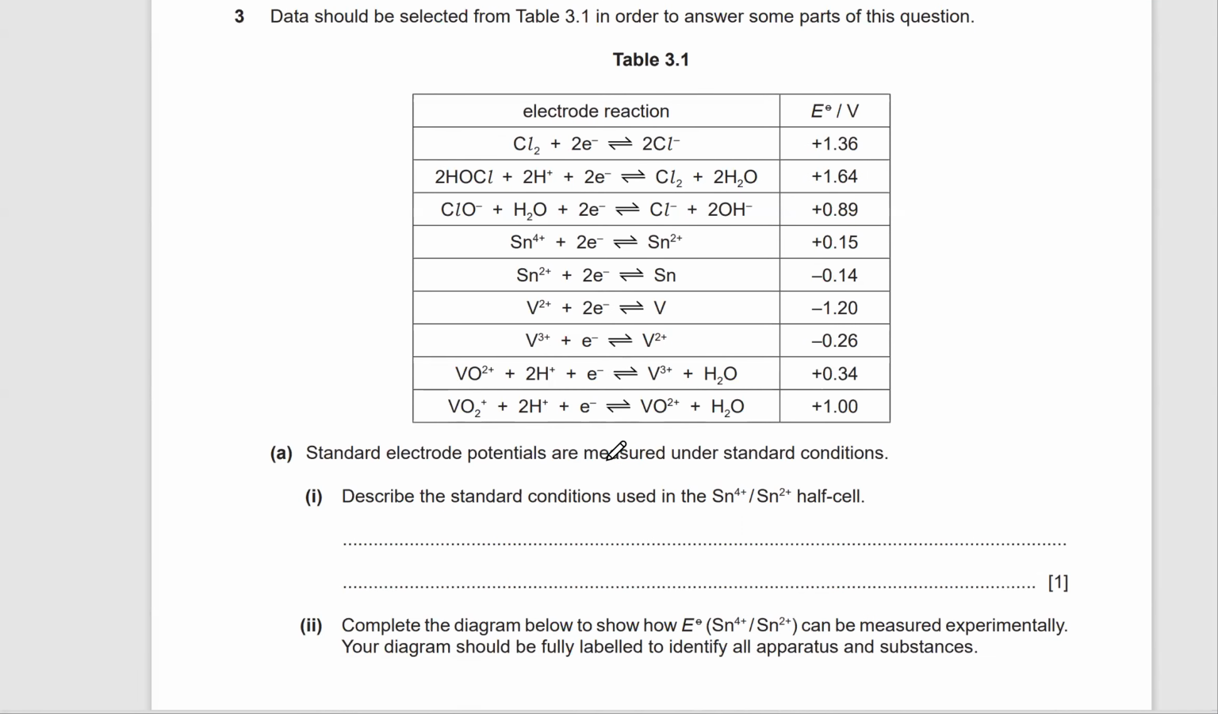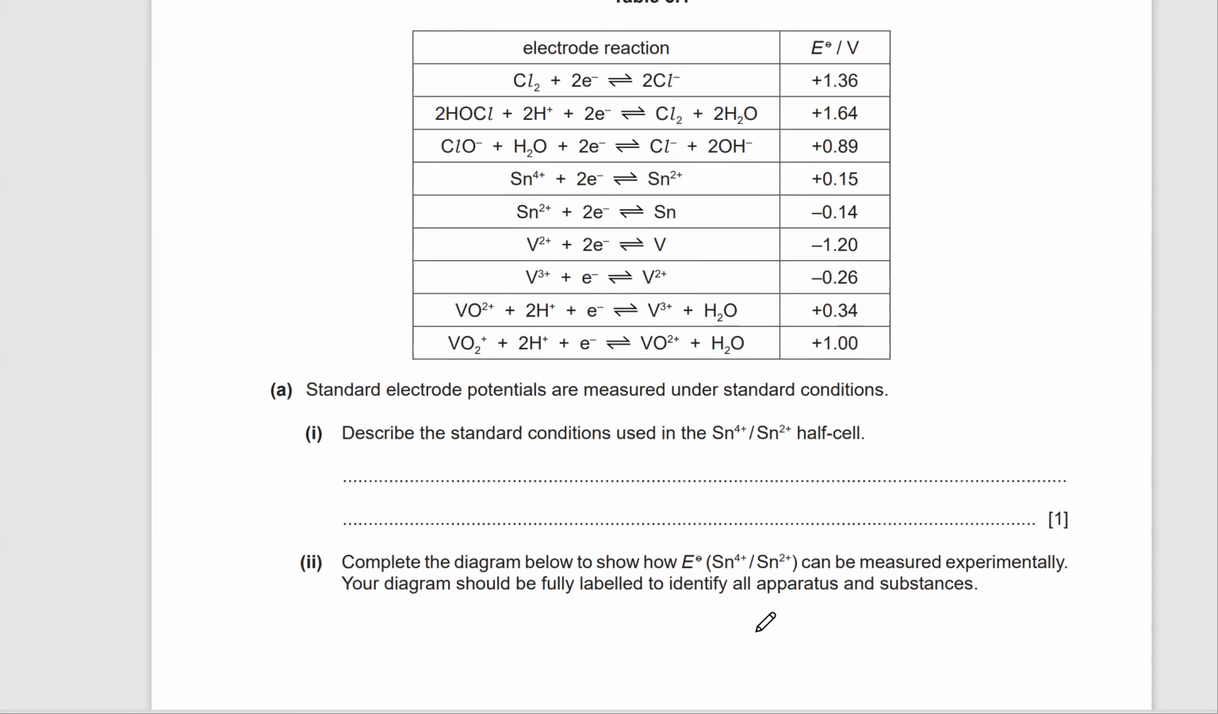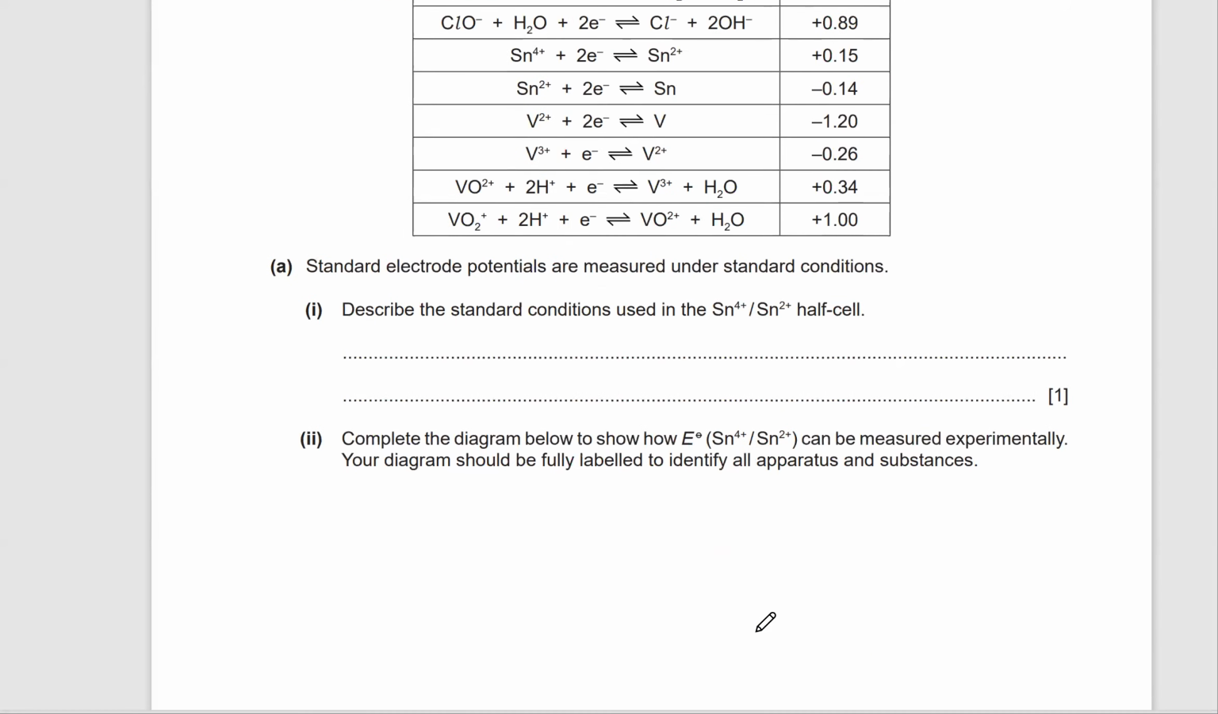Now, describe: what were the standard conditions in a half-cell? For a solution, what will the concentration be? That's going to be 1 mole per dm cube. And if there's a gas, then it's going to be at 1 atmosphere pressure, and the temperature would be 298 kelvins.